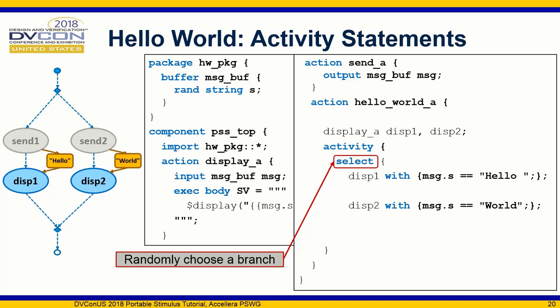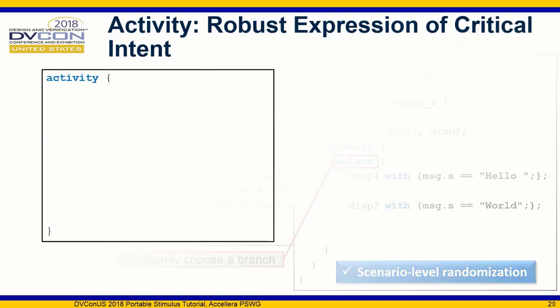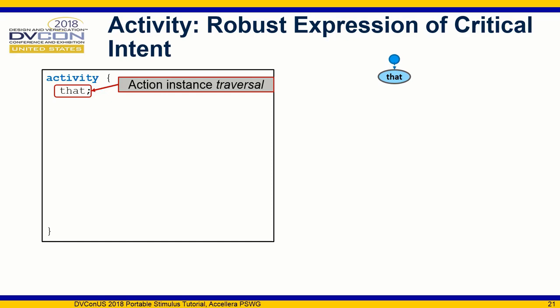So in effect, what I'm doing is picking between these 2 branches, and I can do that. So now we have scenario level randomization, right? I'm picking one or the other. Each test is only going to do one, but when I put them together, I do every combination. In an activity, there's lots of things that we can do. So by default, they happen sequentially, so I can specify an action. We call it action traversal. It's not really execution, because in the portable stimulus model, we're not actually executing it yet.